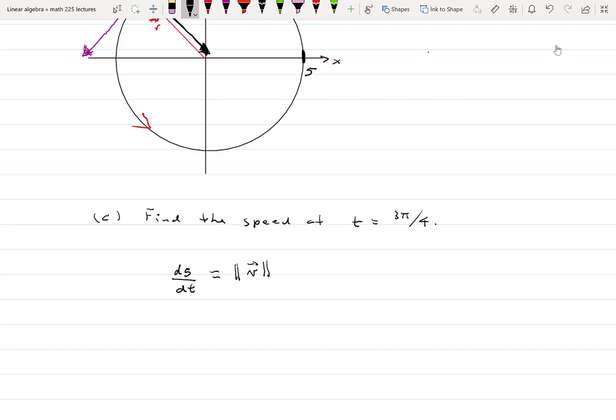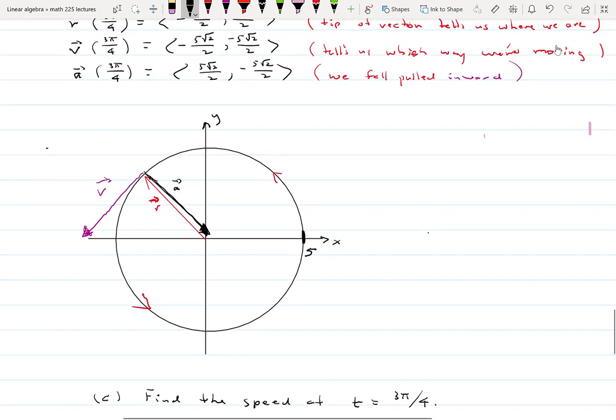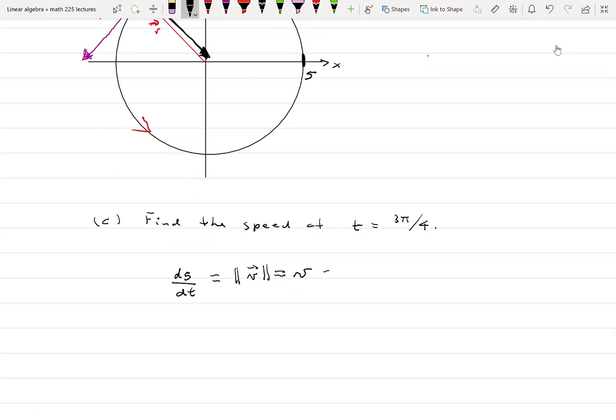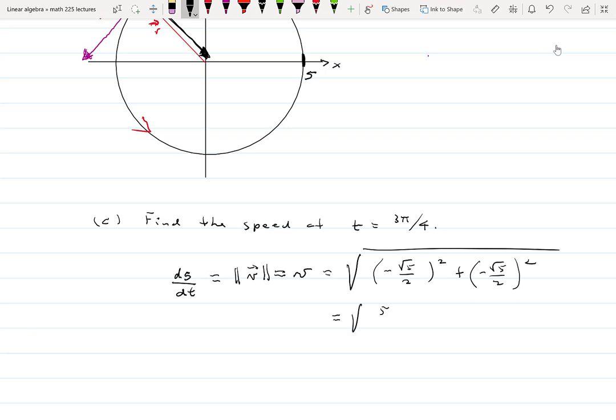And we're going to borrow something from physics. The magnitude of my velocity vector is the letter v without the velocity arrow, or with the vector arrow. Well, both coordinates of the velocity are negative 5 radical 2 over 2. What is the magnitude of that vector? It's the square root of negative 5 over radical 2 squared plus another negative 5 over radical 2 squared.